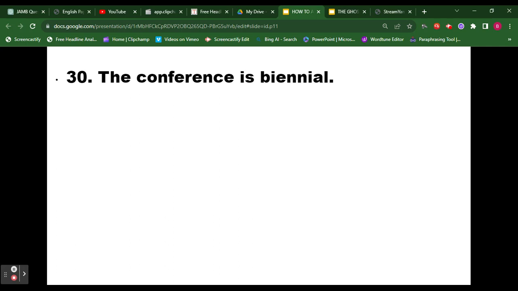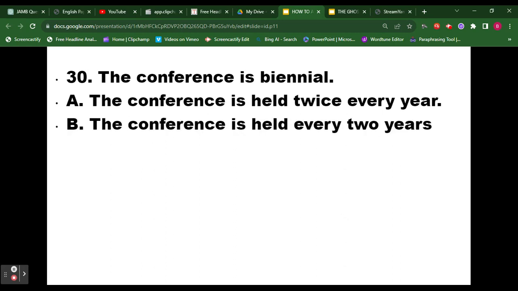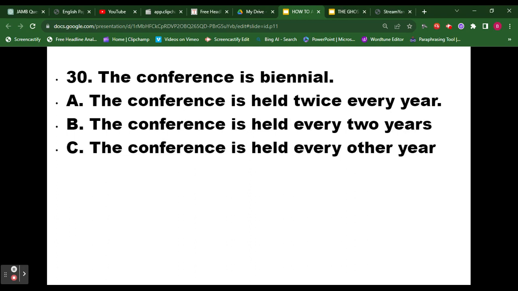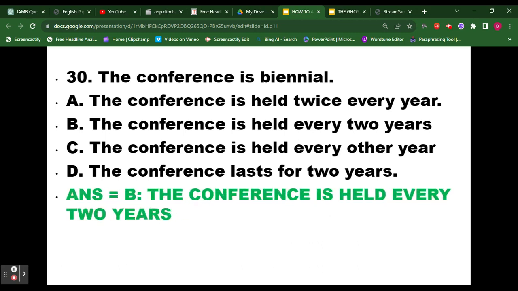Question 30. The conference is biennial. A, the conference is held twice every year. B, the conference is held every 2 years. C, the conference is held every other year. And D, the conference lasts for 2 years. Now, the correct answer is B, the conference is held every 2 years. Biennial means something that happens every 2 years.